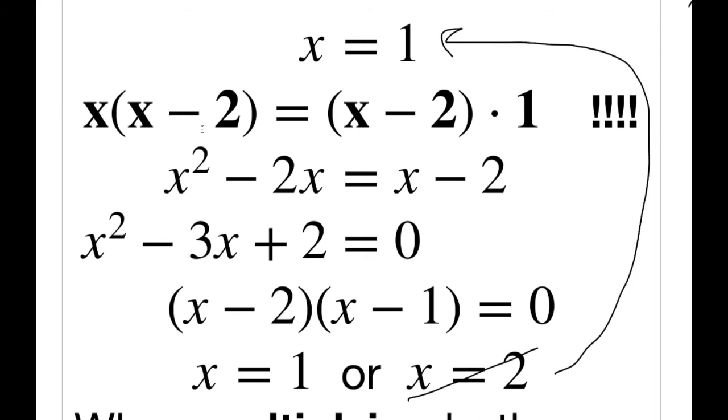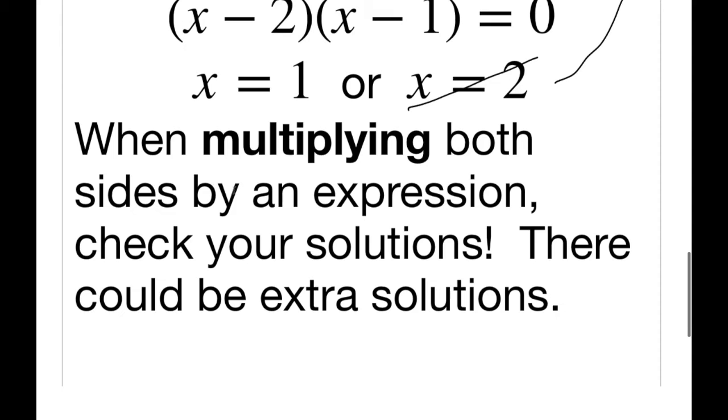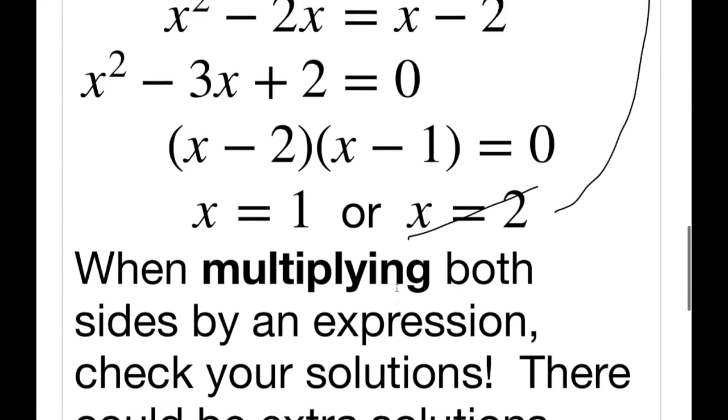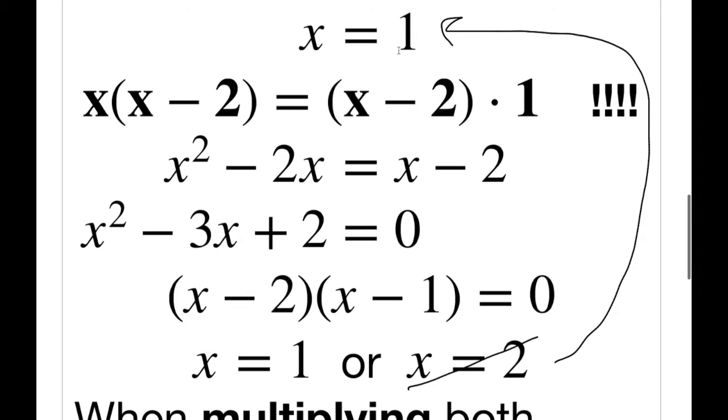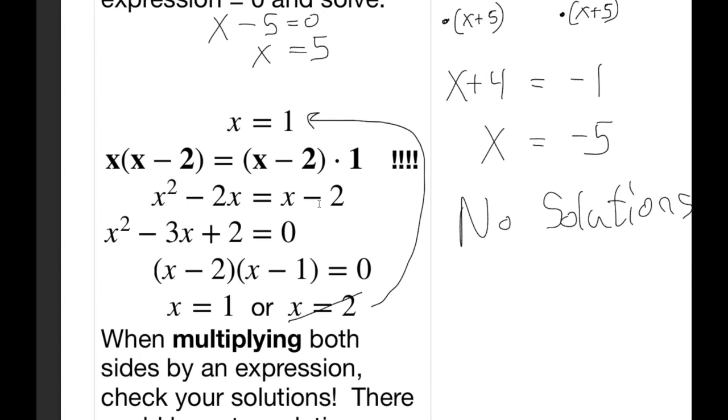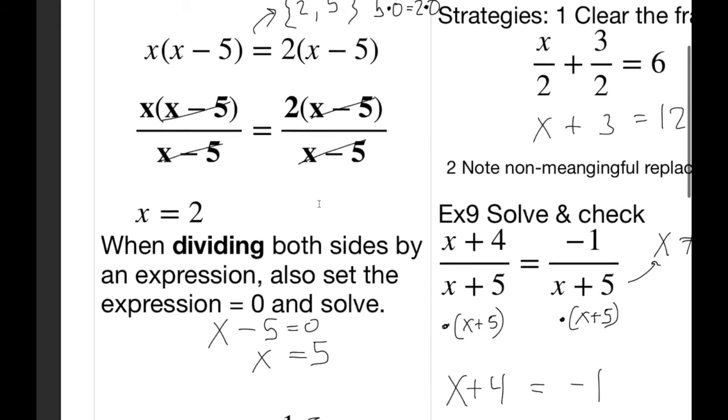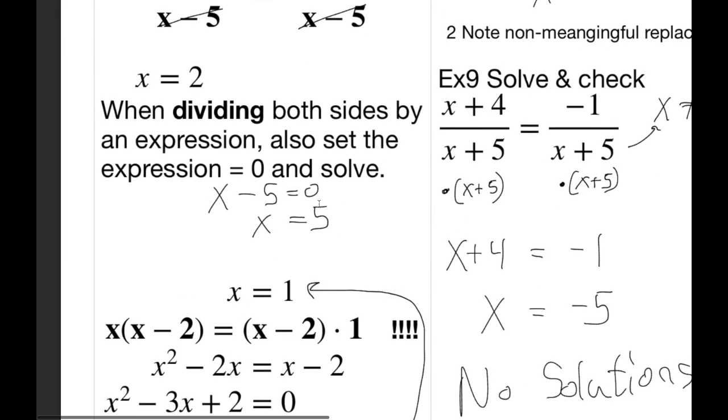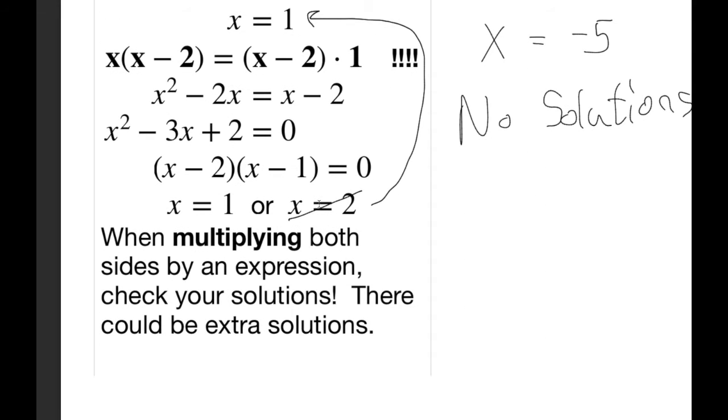Well, it came from the fact that when multiplying both sides by an expression, you've got to check your solutions. There could be extra solutions in there. So here you can see x equals 1. If you check both of these in the original, you can see 2 doesn't equal 1, so this extraneous solution needs to get crossed out. So those are the two big ideas, the two major new ideas that I wanted to talk about: what happens when you divide both sides by an expression, and what happens when you multiply both sides by an expression.